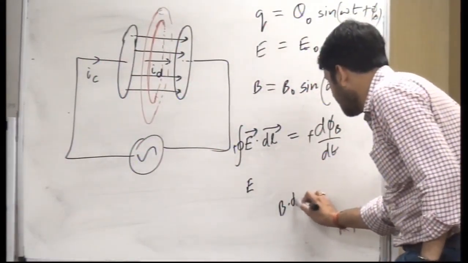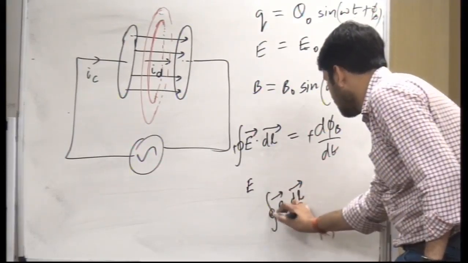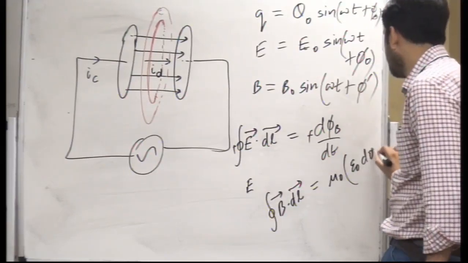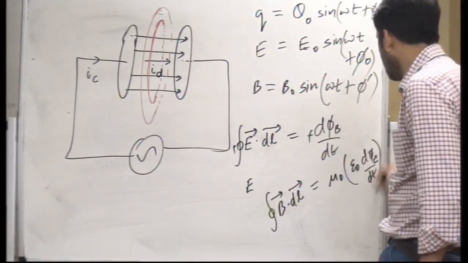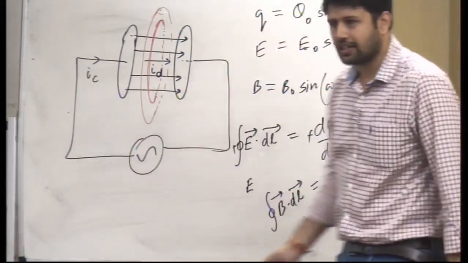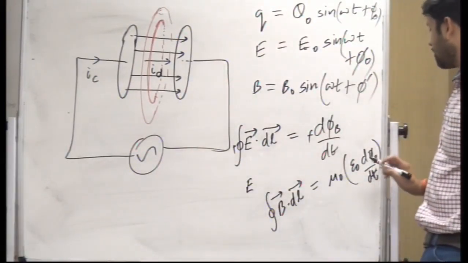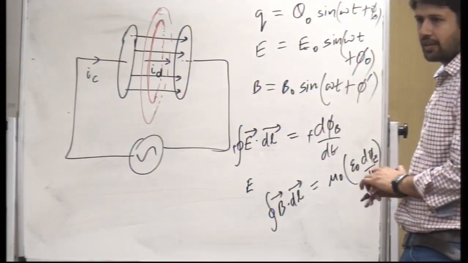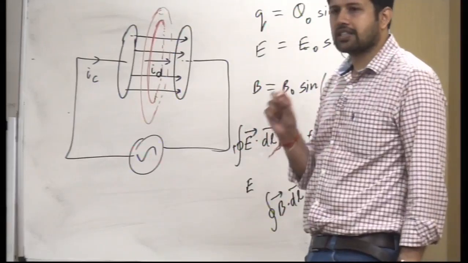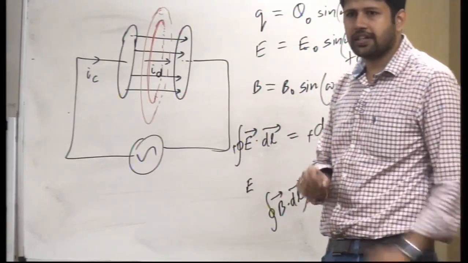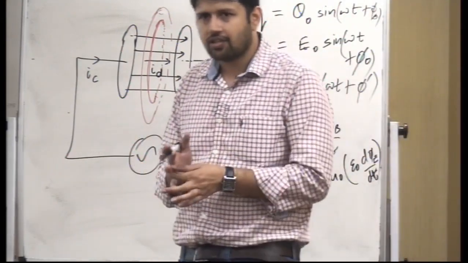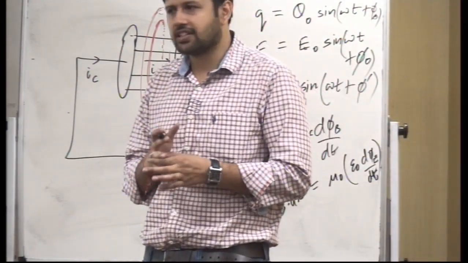remember that the integral of B dot dl was mu naught epsilon naught d phi E by dt, right? I'm ignoring the conduction current because in the middle space there is no conduction current at all, only displacement current. So you can understand this. If a charge is moving at a constant speed, the electric field would change constantly, right? Uniform variation would be there.